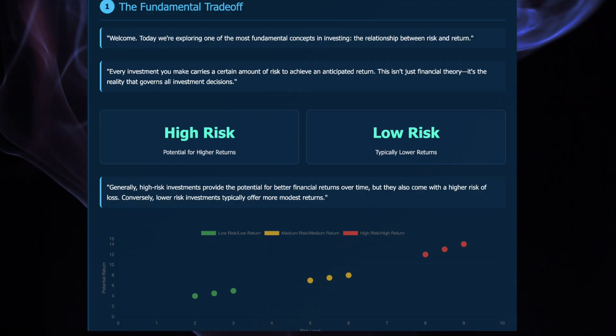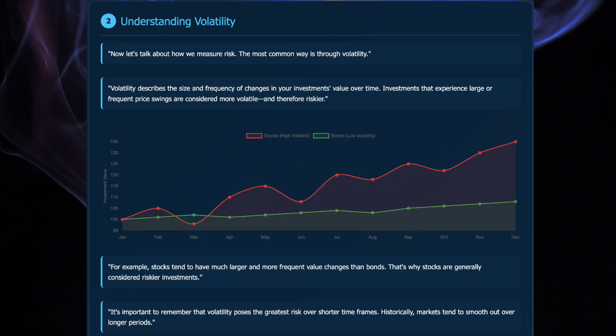Understanding volatility. Now let's talk about how we measure risk. The most common way is through volatility. Volatility describes the size and frequency of changes in your investment's value over time. Investments that experience large or frequent price swings are considered more volatile and therefore riskier.